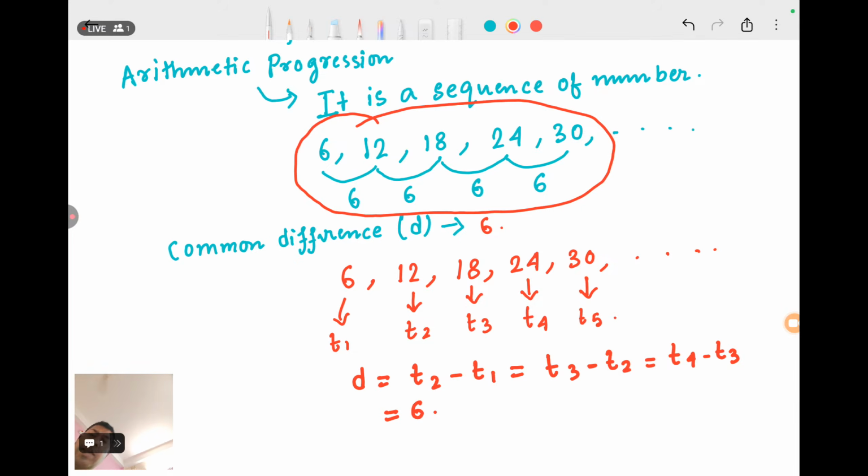Now you have learned about what is the common difference in arithmetic progression. Common difference is nothing, it is just the difference of the successive term by previous term. Okay, it is very easy. So what is common difference? It is just the difference between the next term and the previous term. That is, here you can see I have done T2 minus T1.